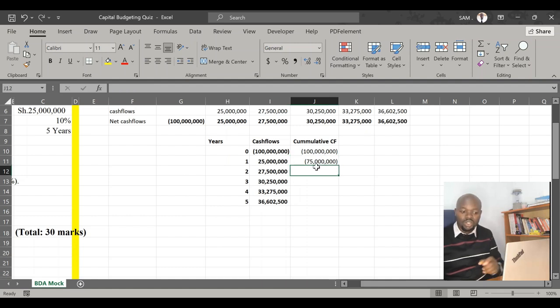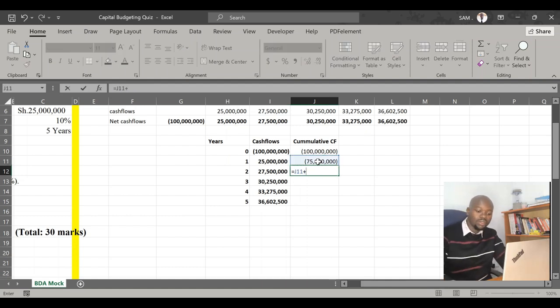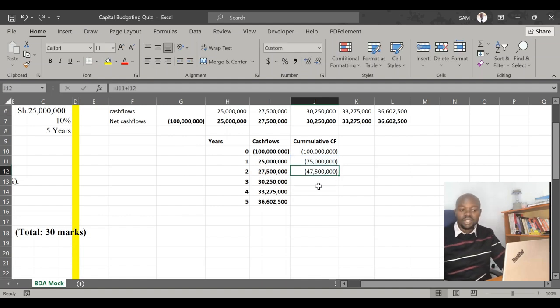At the end of year two, if I get cumulative for year two, I will add the cumulative at the end of year one, then I add it to what I'm getting in year two, the cash inflow in year two. And at that point, at the end of year two, I still have 47,500,000 to look for. So you see, at the end of year two, I've not recovered back my 100. I still have a deficit of 47 million.